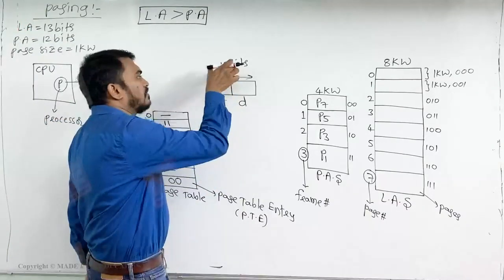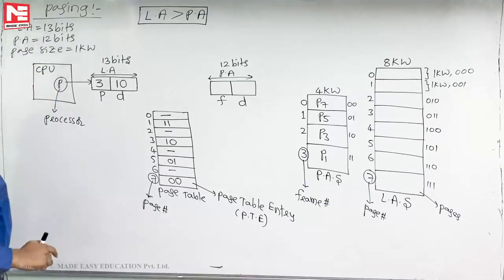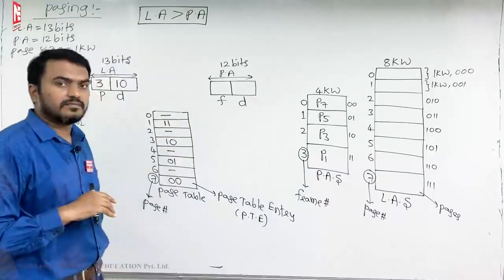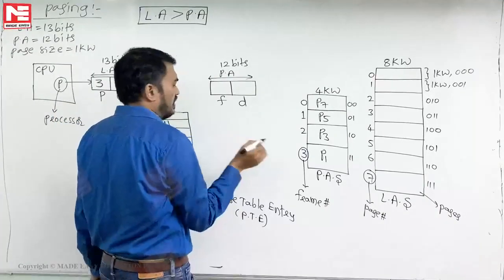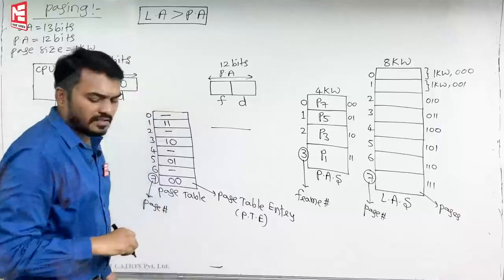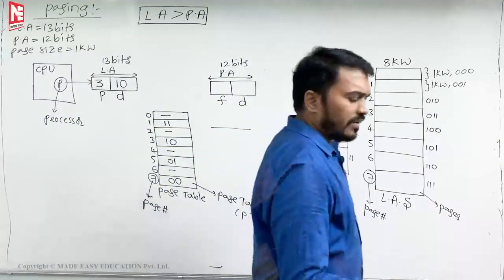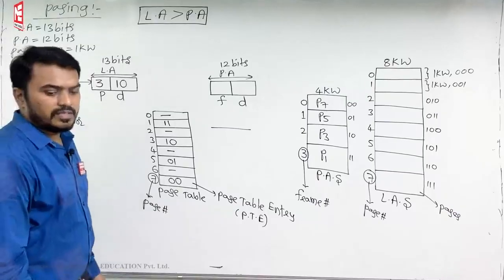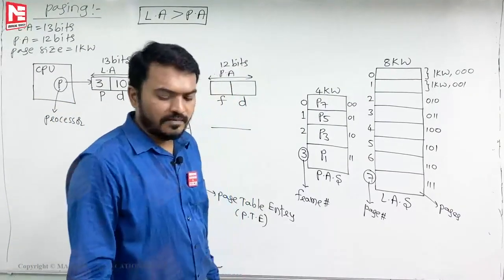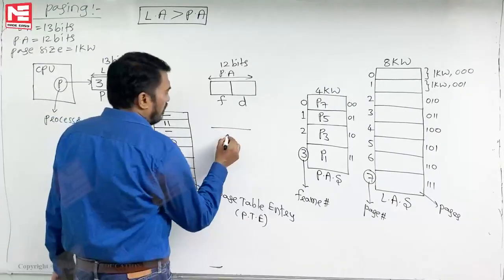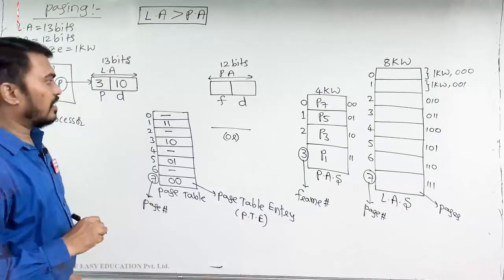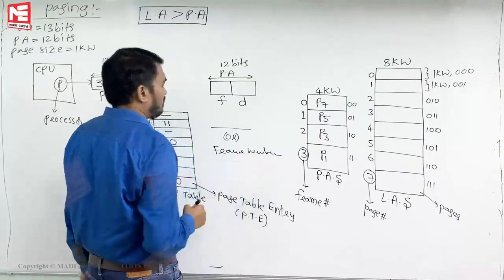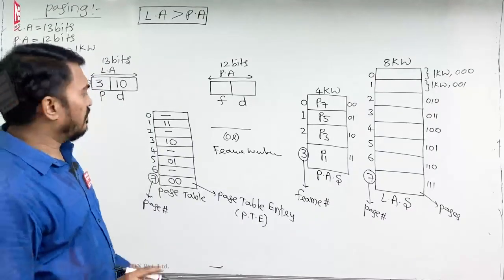Now tell me, the physical address is 12 bits, as we assumed, and these 12 bits are divided into F and D. What is the meaning of F and D? Note down: F equal to number of bits required to represent frames of PAS, or frame number.